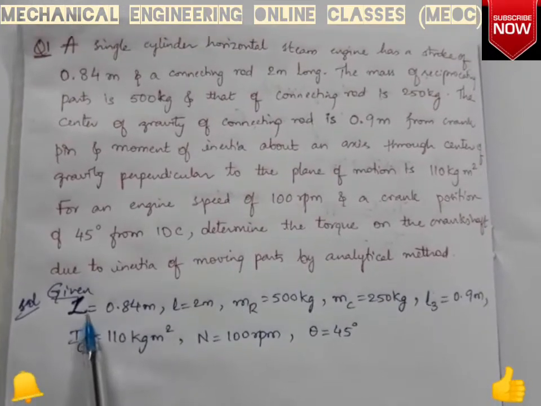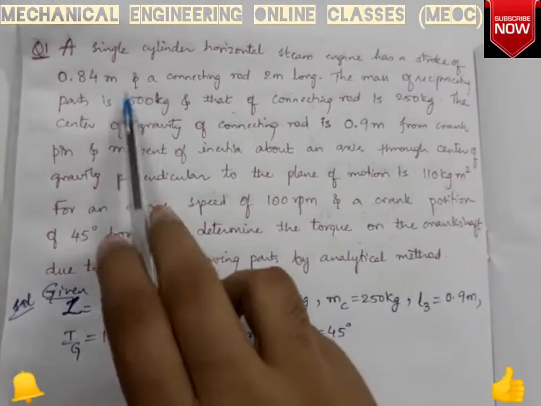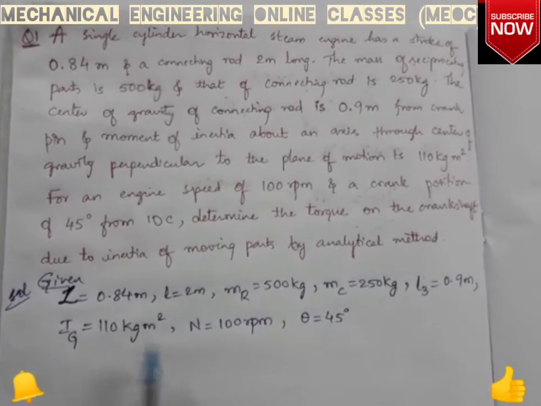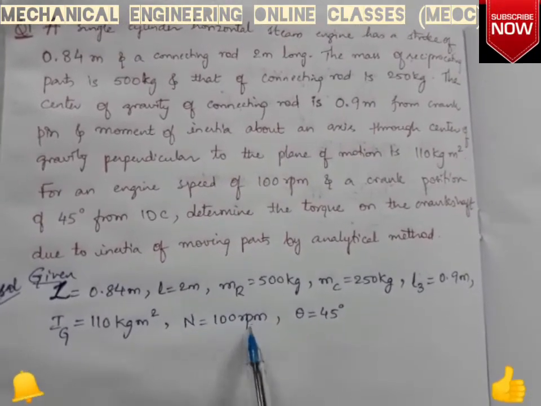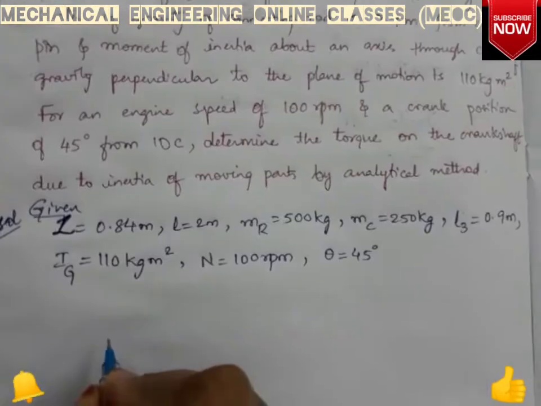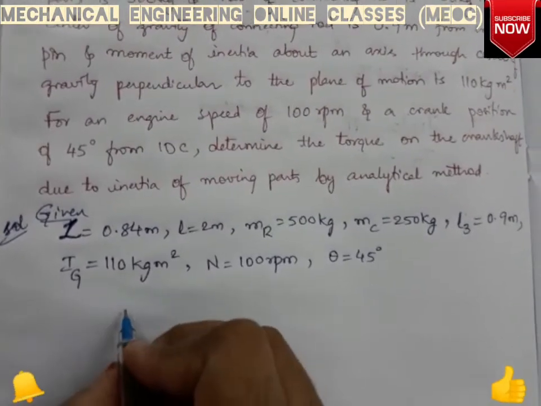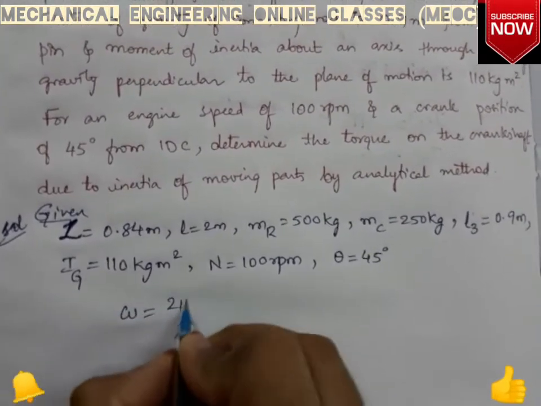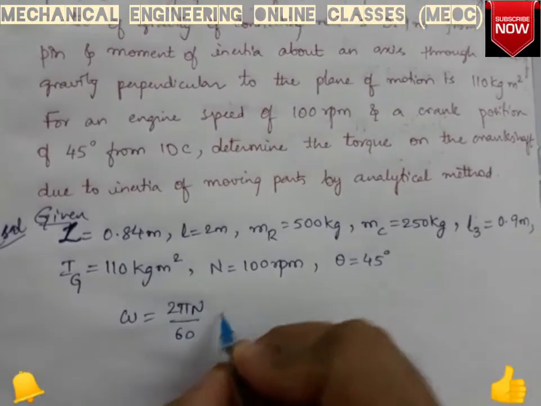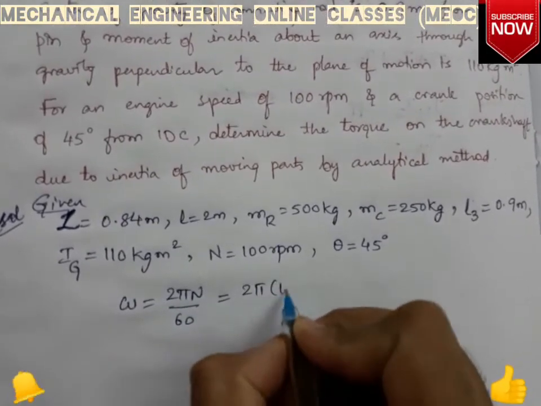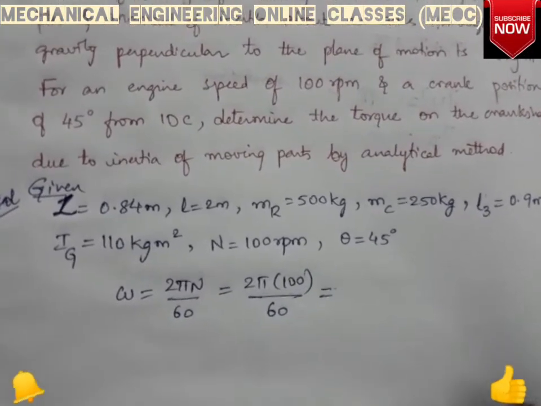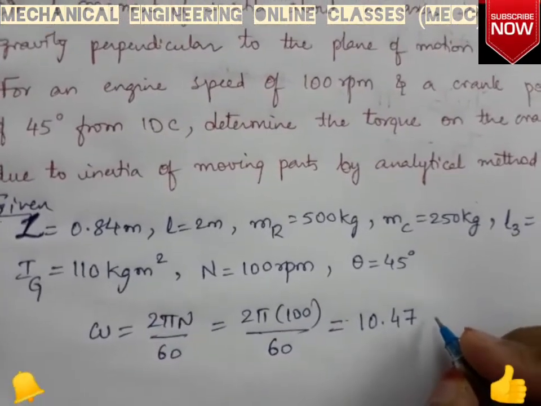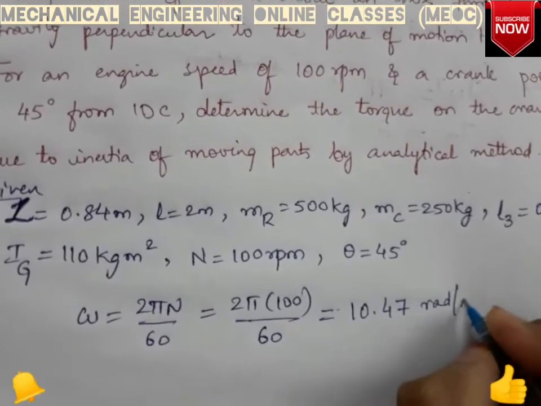This capital L is the length of the stroke. So from the given data, since n is given, we can find omega from n. We know that omega is equal to 2 pi n by 60. So substituting n here, we can get omega. Then we get omega as 10.47 radian per second.